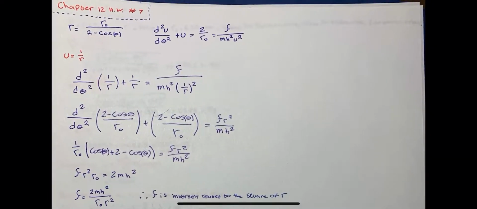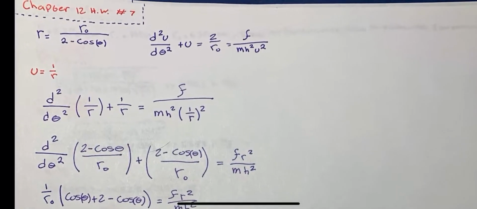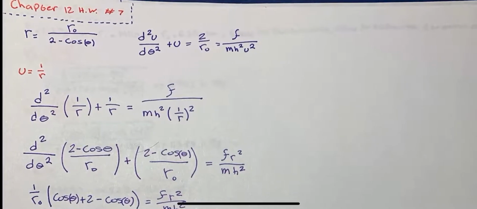All right. Number 7. We have a particle that's projected from a point with an initial velocity, and we're supposed to show that the force is inversely proportional to the square of the distance r from the particle to the center of the force O, using these given equations here.